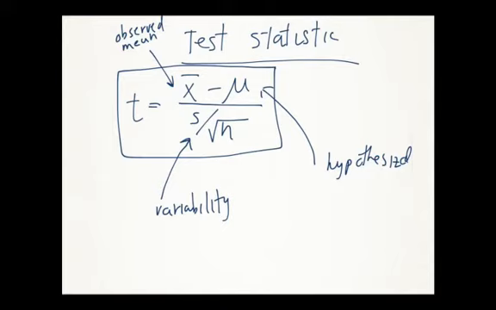So not surprisingly, this test statistic has a t distribution. Therefore we can calculate the probability of the observed result or something more extreme. Remember, that's called a p-value, by calculating the tail probability.